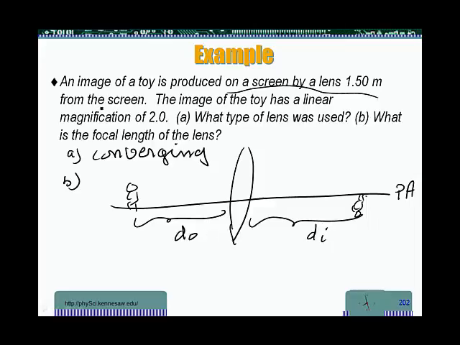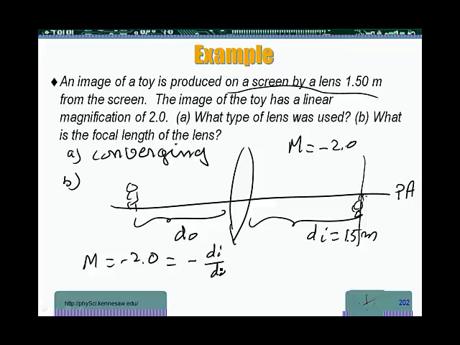They tell us that the lens is 1.5 meters from the screen. So this is where the screen is, where the image is. This is the lens. So they are actually giving us di. dO is not given. They don't tell us where the object is placed. But then they give us the magnification, and we just determined that the magnification has to be negative. So it's minus 2.0. So we write the expression for the magnification, minus 2.0 should be equal to minus di over dO. From here we can solve for dO. dO is going to be minus di over minus 2, so that should come out 0.75 meters.